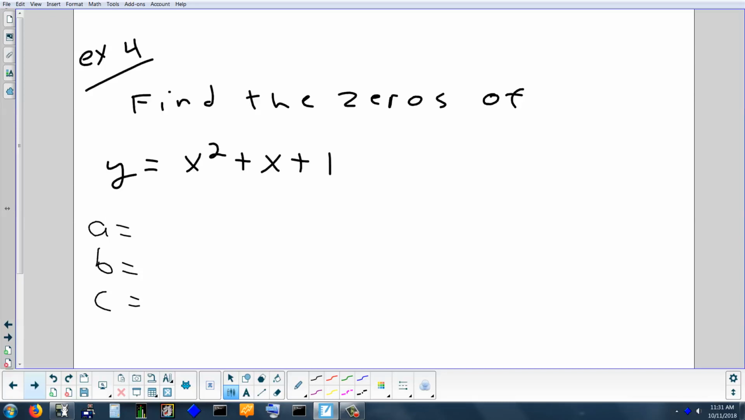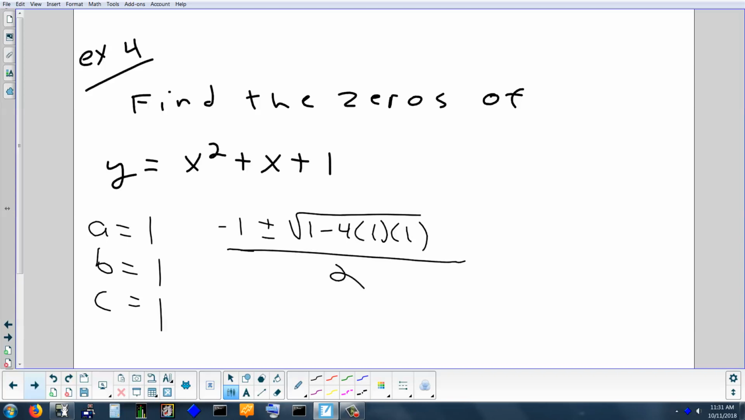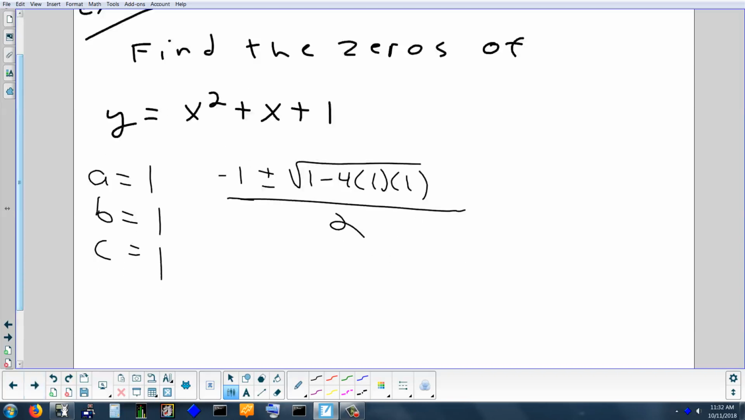What's A in this case? 1. How about B? 1. And C? 1. How exciting. So A, B, and C are all 1. Let's see what happens when we plug it into the quadratic formula. Negative 1 plus or minus the square root of 1 squared minus 4 times 1 times 1, over 2. Yep. So you can already see we're going to get an imaginary answer. 1 minus 4 is negative 3. So I get negative 1 plus or minus the square root of negative 3 over 2.